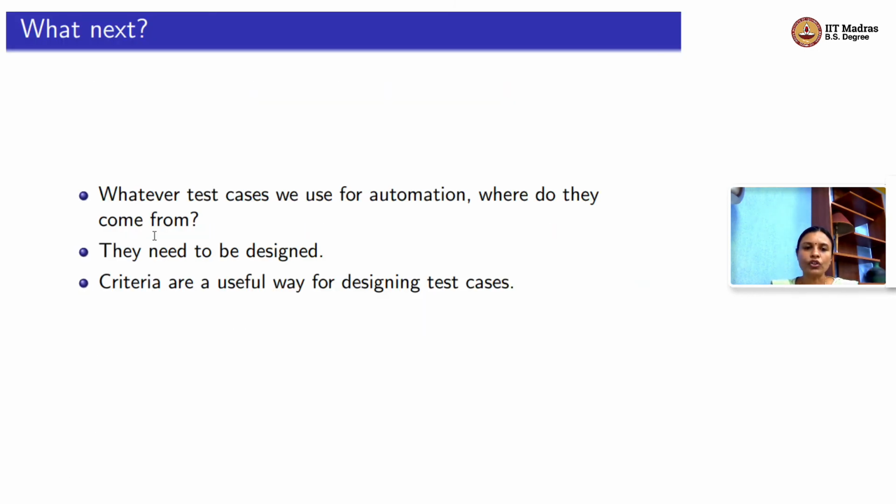Okay, so now we saw JUnit's features. What next? As I told you, whatever test cases we are going to execute in JUnit, somebody has to design them. If you ask yourself where they come from, it comes because test case design has to happen. Test case design happens because you have a goal in mind, you have a test requirement in mind, you know what to test, and one way of specifying it is to say this is your criteria for testing. So that's what this course is going to be all about. It's going to be all about your criteria for testing.